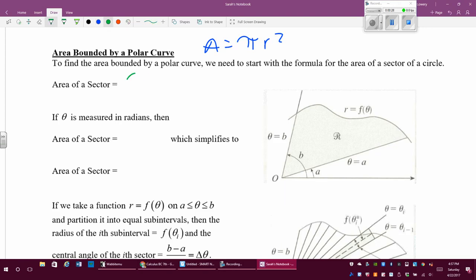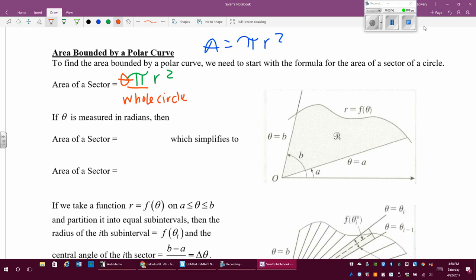Instead of pi r squared, we're going to take theta out of the whole circle times pi r squared. So basically it's like taking pi r squared and multiplying it by a percentage.